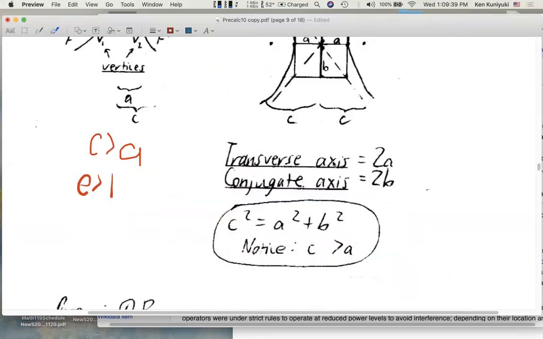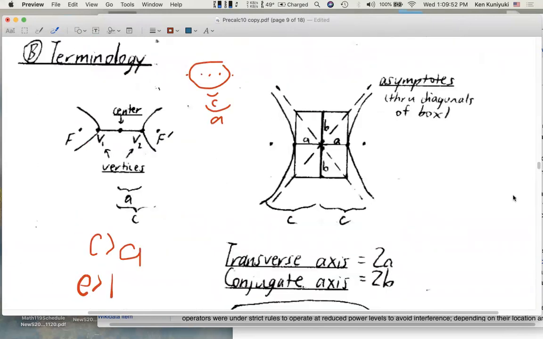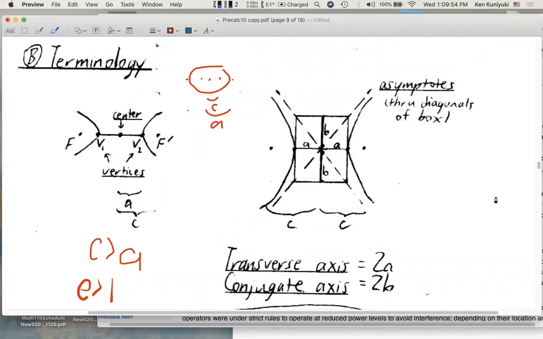Now, normally when we draw a hyperbola, think Scrooge, bah humbug. First you draw a box, then you draw the asymptotes for the hyperbola, then you draw the actual hyperbola, the two branches. Bah humbug. Now, how do you draw the box? Well, first you find out where the center is, all right? And we need to know what A and B are. A, again, is the distance between the center and either vertex.